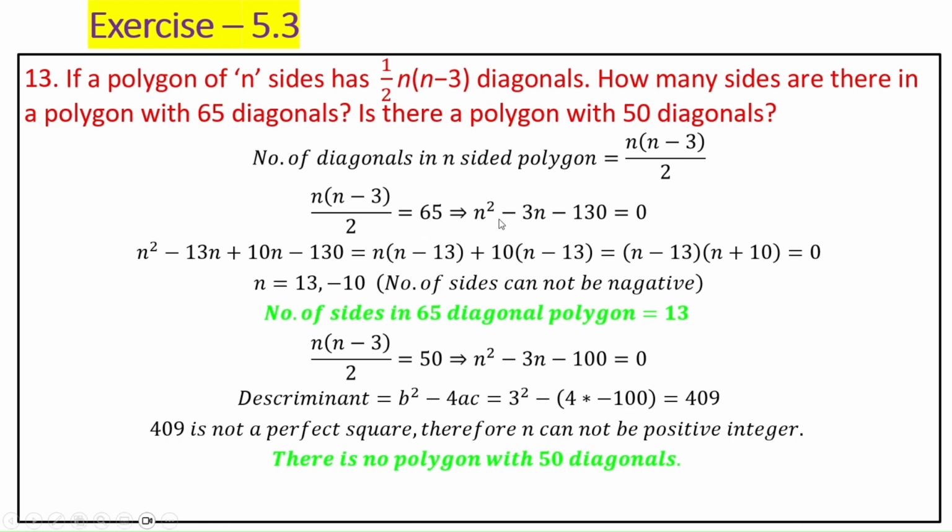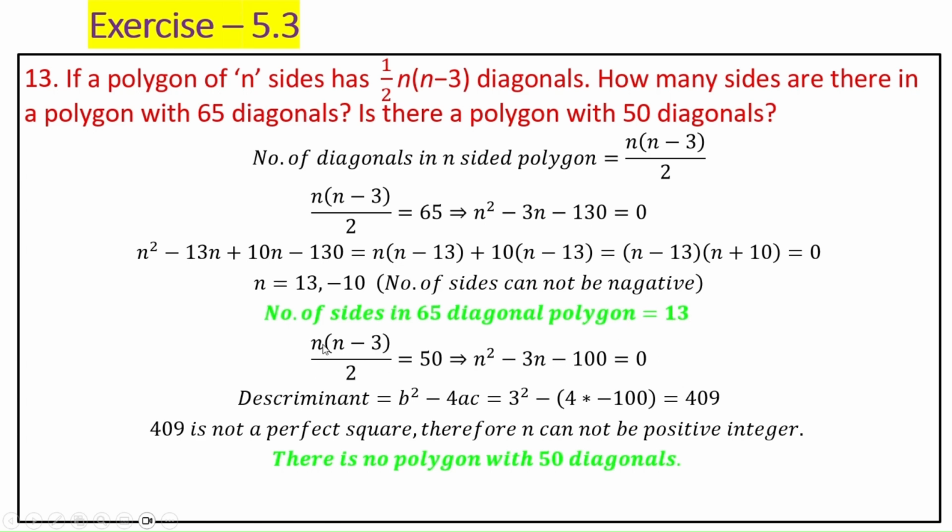Simplifying the quadratic equation, you will get n² - 3n - 130 = 0. I just used the factorization method. You can use anything you want. So it will become (n - 13)(n + 10) = 0, or n is equal to 13 or -10. The number of sides cannot be negative, so n is equal to 13. So the number of sides in the 65 diagonal polygon is 13.